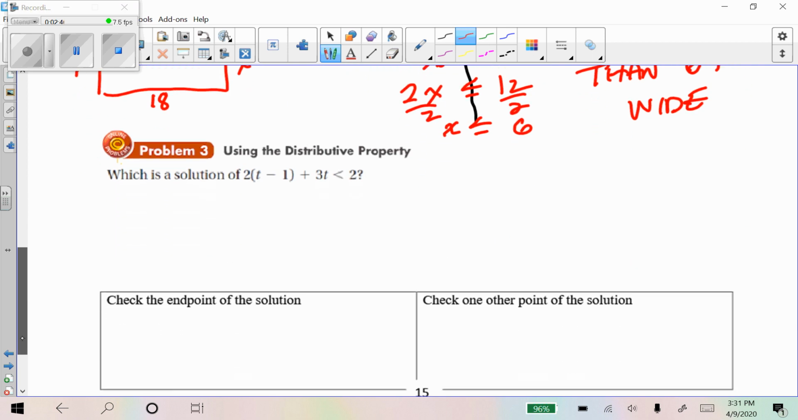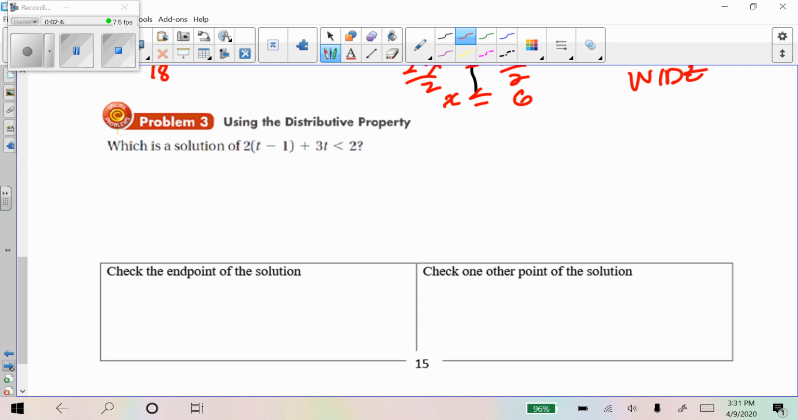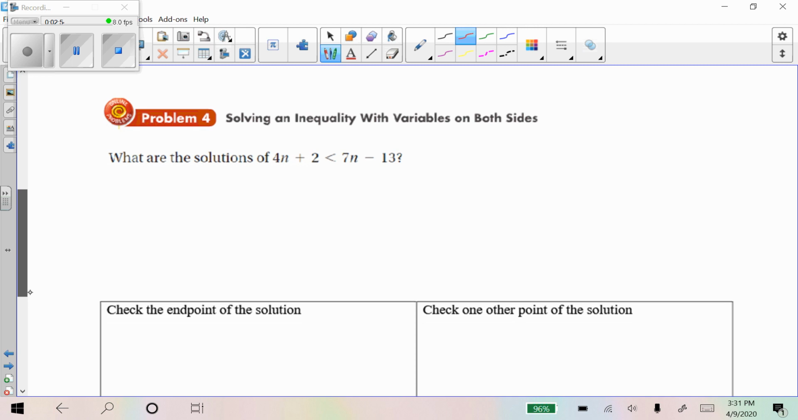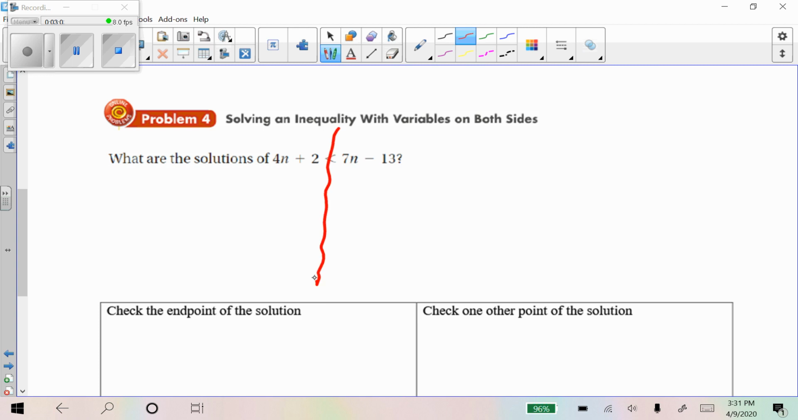Now I'm going to skip over problem 3 because we did that in yesterday's video, and we're going to go to problem 4, and this is solving an inequality with variables on both sides. So we have to do what we used to do when we were solving equations: we would take away the smaller amount first to get rid of the n from one of the sides. So what I'm going to do here is subtract 4n away from this side, get rid of that. Whatever you do to one side, you have to do to the other.